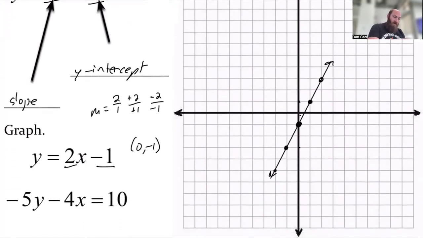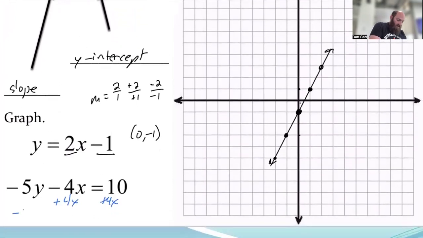Here's another example. Let's do this one in blue. Now, this one is not in slope-intercept form, but we can transform it. We can make it look like that. So keep in mind, we have y by itself with no variable or no number in front except for 1. So I'm going to start by adding 4x to both sides.